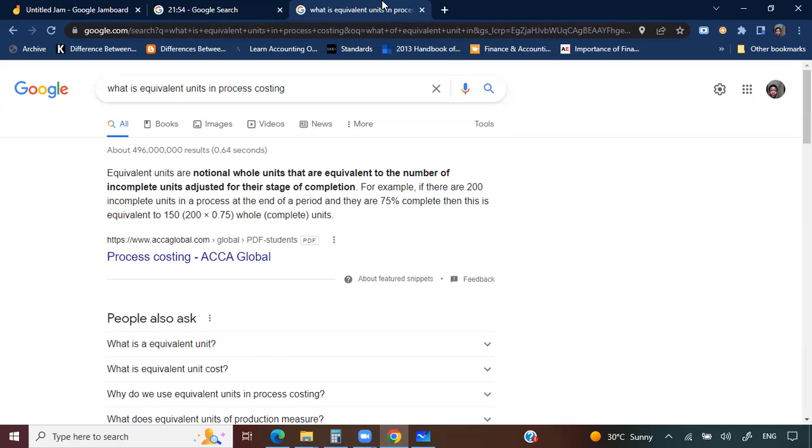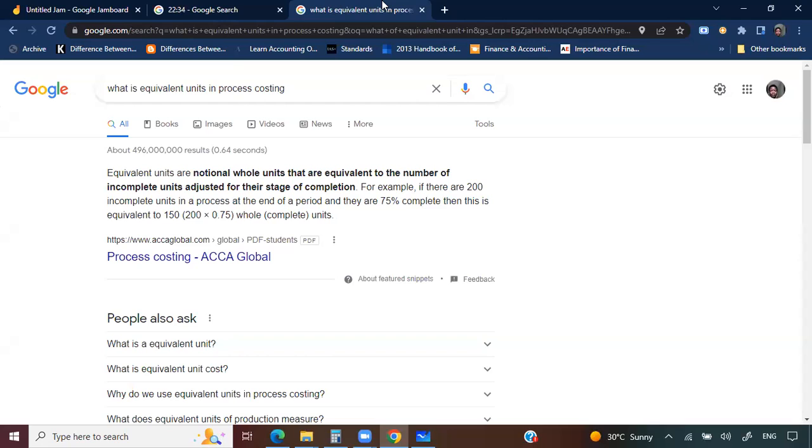Let's say, for example, there are 200 incomplete units in a process at the end of the period. There are 200 that are not yet complete. What we have been talking about so far is about finished goods. But what about the situation whereby in that process, all the goods are not yet finished? They will give us the opening, which is what we start with. They will also give us the closing.